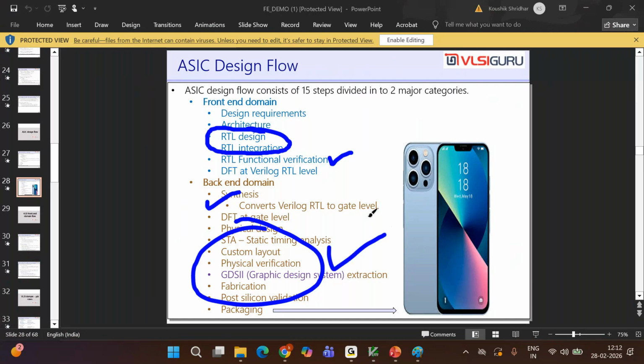Understood? Now, if they verified it saying that there's a bug present and the RTL functional verification engineer has not verified it, then what will happen? Again, it has to go back to here. Again, it has to go back to the stage and do everything from scratch.